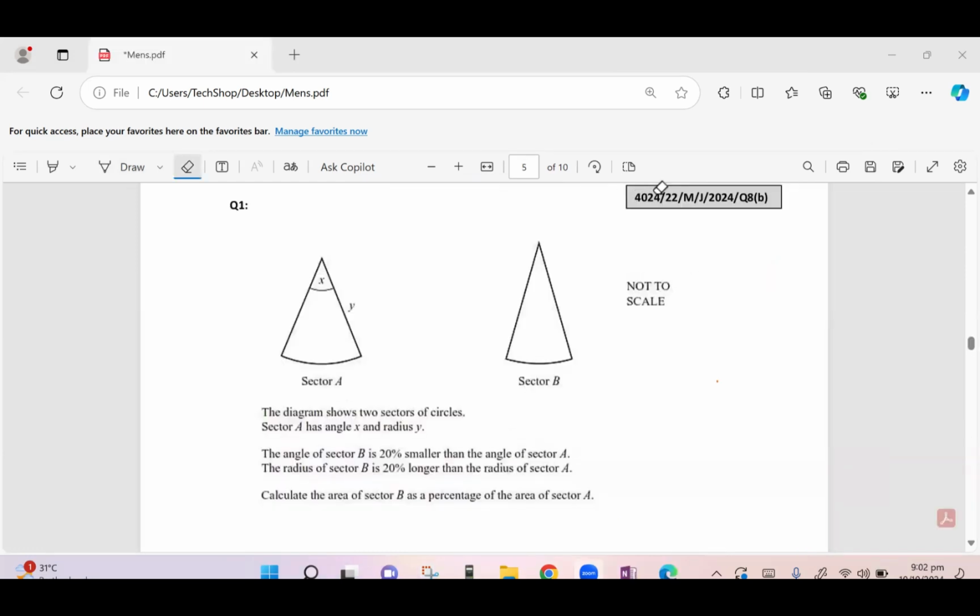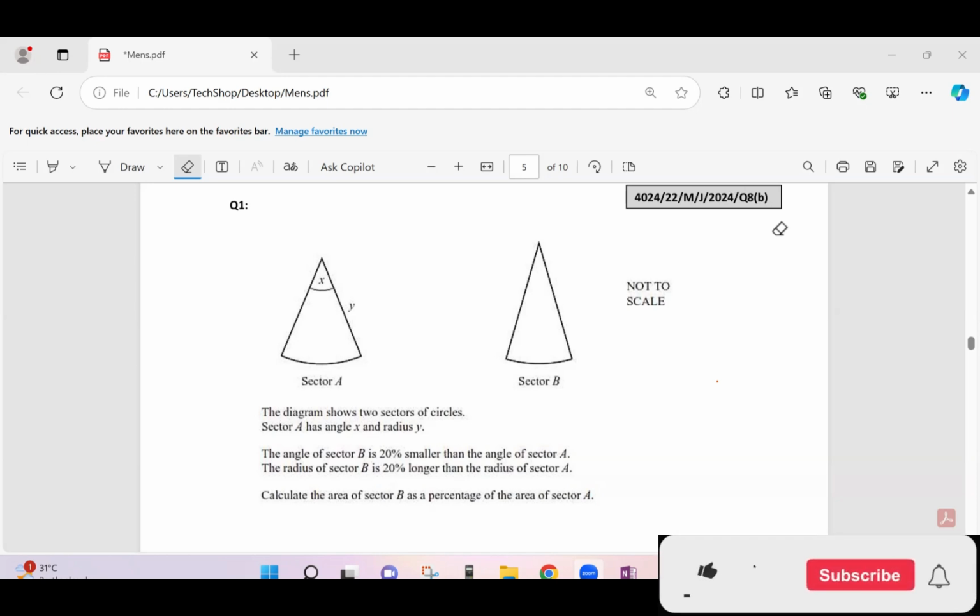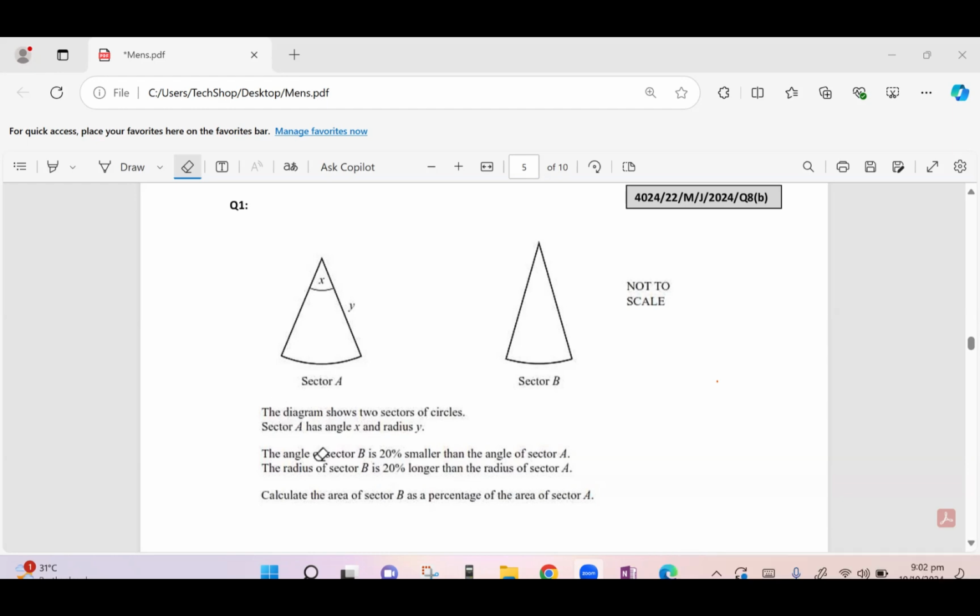So this is question 4024, paper 2, variant 2, May June 2024, question number 8B here. The diagram shows two sectors of circles. Sector A has angle x and radius y. The angle of sector B is 20% smaller than the angle of sector A. The radius of sector B is 20% longer than the radius of sector A. Calculate the area of sector B as a percentage of the area of sector A.